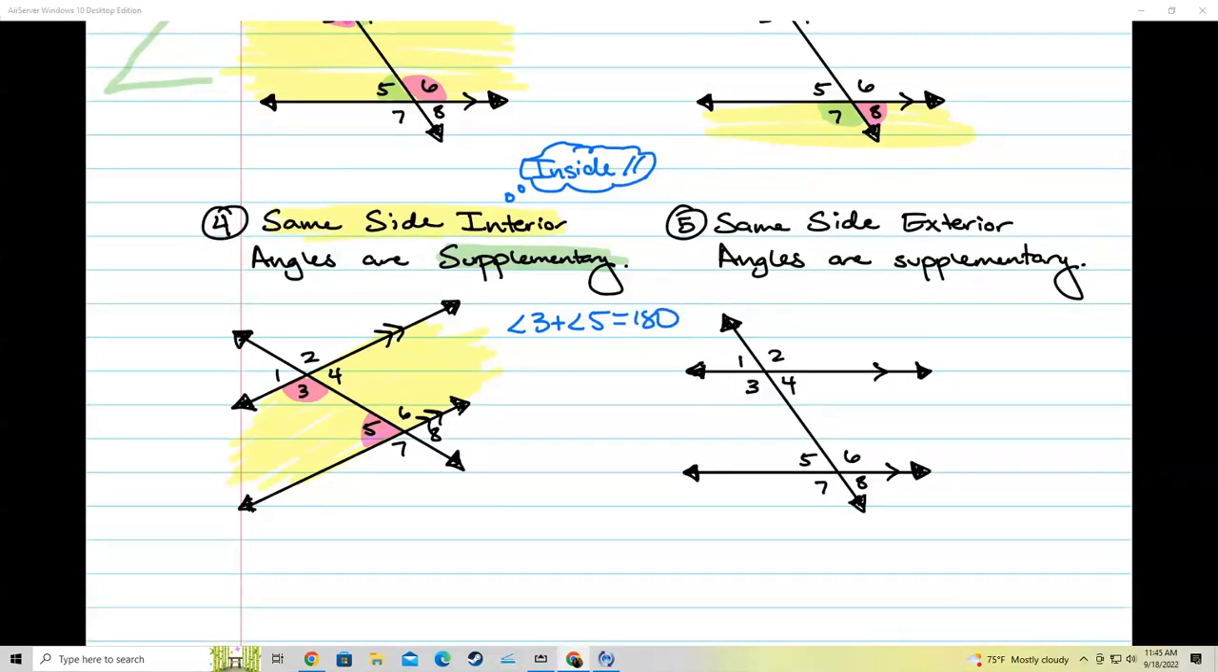Please don't tell me that they are equal. They are absolutely not equal. They're supplementary. They're going to add up to 180. And you can just kind of visually tell, like, hey, those angles are not the same, right? Okay, so that takes care of those.